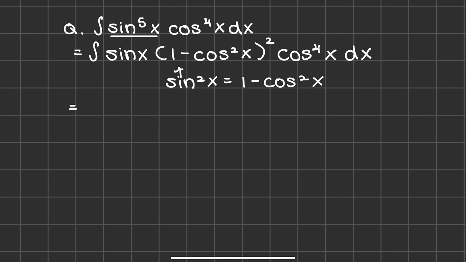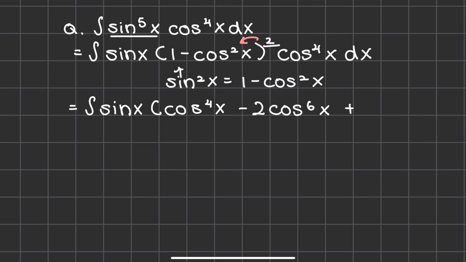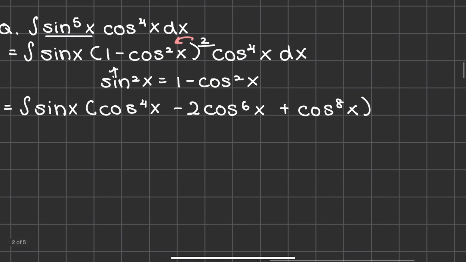And then after that, we're going to just simplify it. Sine x, and then seeing as this is squared right here, let's just square it and distribute it. So this would be equal to cosine to the 4th x minus 2 cosine to the 6th plus cosine to the 8th, and after that, dx. So once again, we not only paired that in, but we also added this one into the equation just to make it more simple than ever.